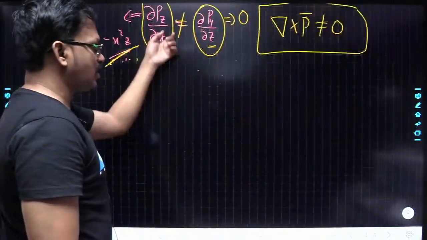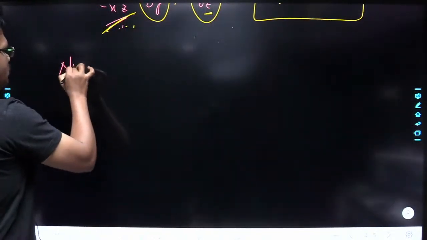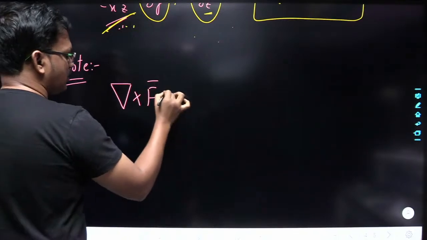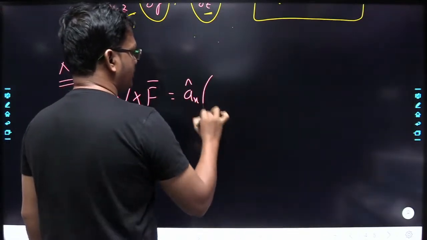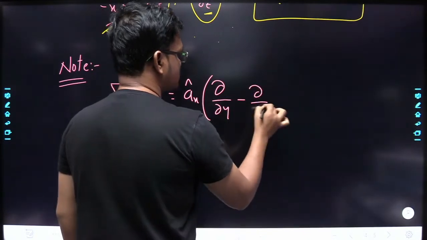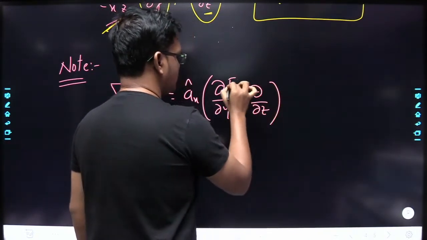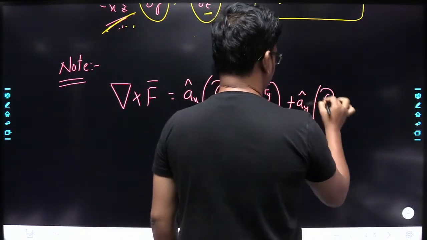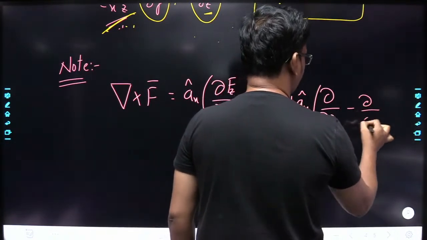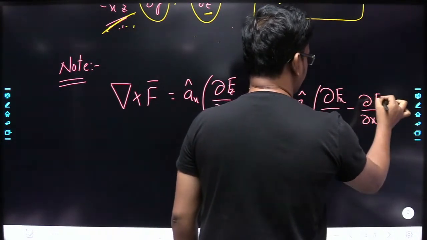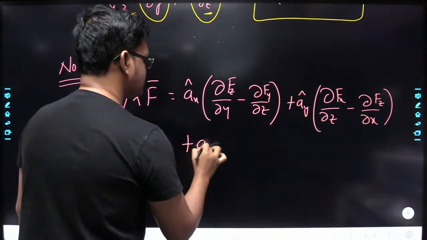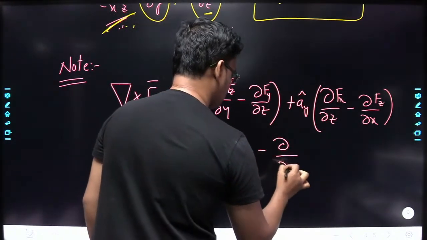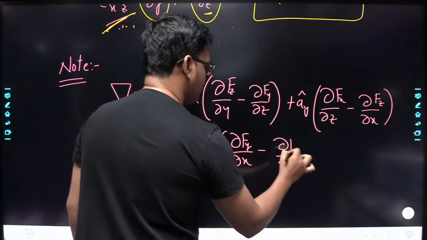See, always remember, you can make a note here. Curl of F bar is equal to ax cap into (∂Fz/∂y minus ∂Fy/∂z) plus ay cap into (∂Fx/∂z minus ∂Fz/∂x) plus az cap into (∂Fy/∂x minus ∂Fx/∂y).